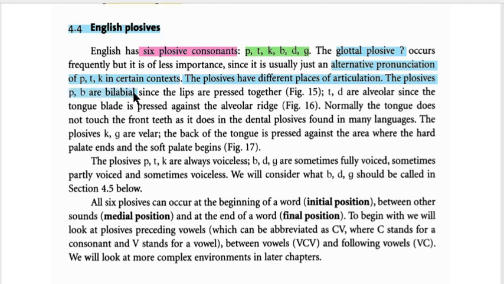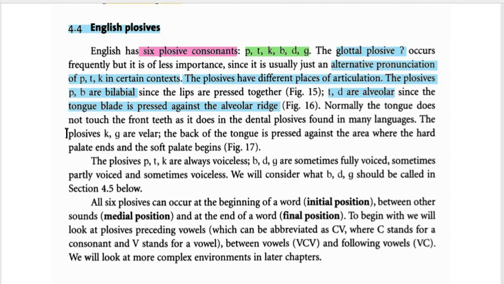The plosives P and B are bilabial. Bilabial means that they are formed by closing the two lips together. T and D are alveolar. It means the tongue blade is pressed against the alveolar ridge when T and D are made.